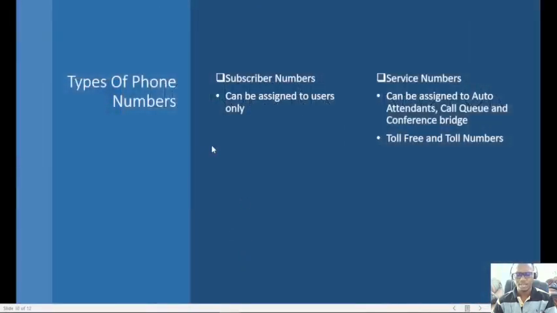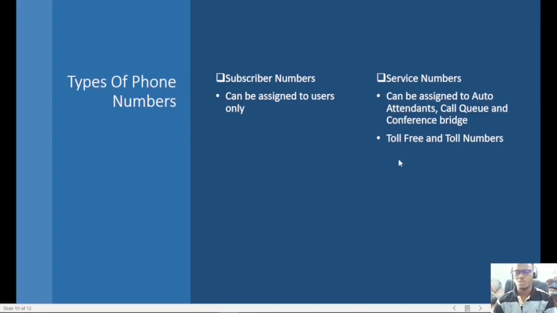types of phone numbers. Now, we have different types of phone numbers, but in Microsoft Teams, currently when it comes to business voice, we have two types of phone numbers, and that is subscriber numbers, also known as user type numbers, or service numbers. Okay, so subscriber numbers are numbers that you assign to your users so they can make and receive PSTN calls. And service type numbers, on the other hand, are numbers you assign to your auto attendants, your call queue, your conference bridge.